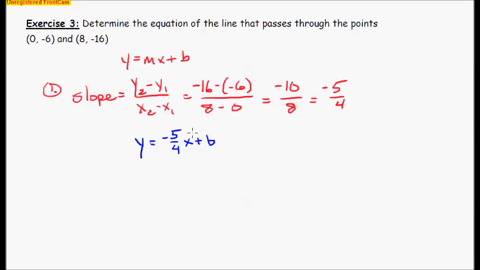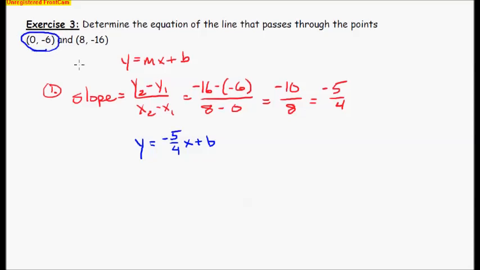All right, so let's take one of these numbers. I'm going to take this first one right here. A lot of times I pick the ones with zeros because that's going to make it pretty easy on me. Here's step 2. I'm going to plug in the negative 6 for the y value and the 0 for the x. Look, it made it much easier than using this other one, because negative 5/4 times 0 is 0. So my b is negative 6.